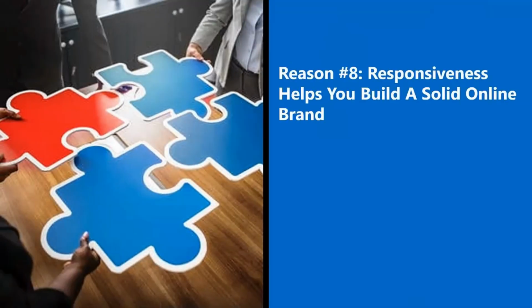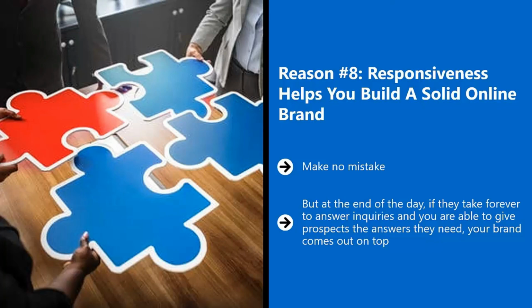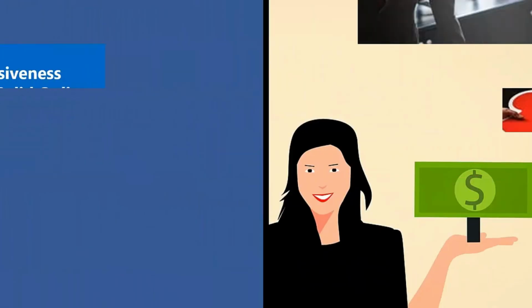Reason number 8, responsiveness helps you build a solid online brand. Make no mistake, if you're trying to make money on the internet, you're in for a tough fight. You have other competitors out there, and they're doing all sorts of things and saying all sorts of things to build a solid brand. But at the end of the day, if they take forever to answer inquiries and you are able to give prospects the answers they need, your brand comes out on top. This initial interaction may not lead to a sale, but since you establish yourself as something more credible and more helpful, you can bet that this positions you for future potential sales. You end up getting a competitive advantage, and you may leave your competitors behind.